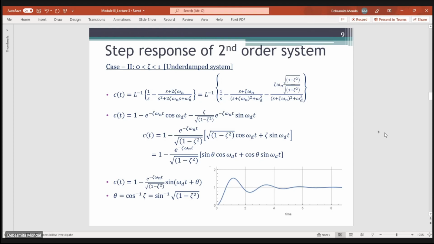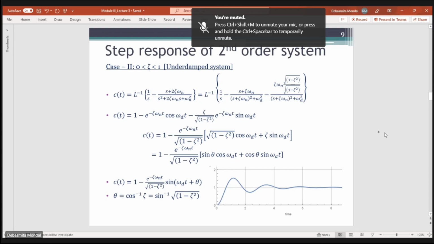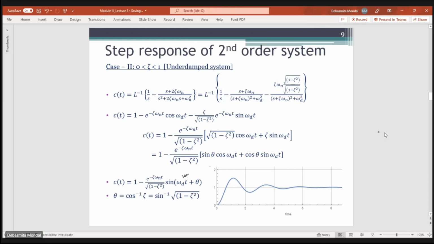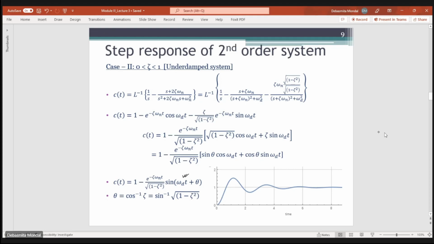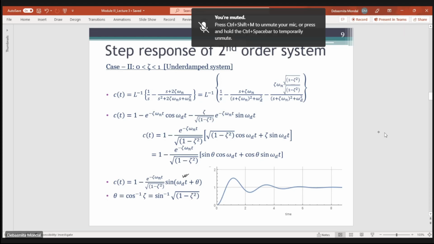Okay, so here you see that again you have this sine term, so that means there will be some oscillations, and you have this e to the power minus zeta omega n t term, so that means it will act as some kind of damping. The effect of this negative exponential will reduce the amplitude of the oscillations. So the response will start oscillating, and slowly the oscillations will die down and the amplitude will reduce, and slowly it will reach the steady state.